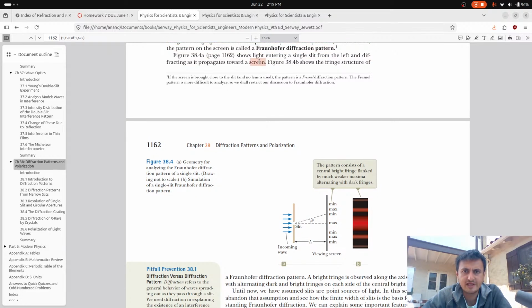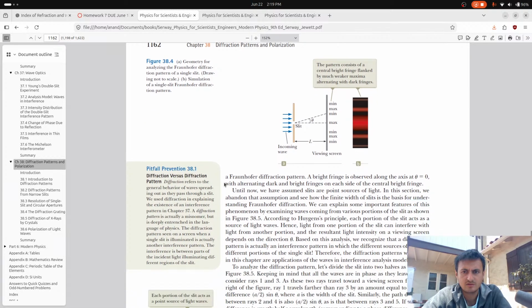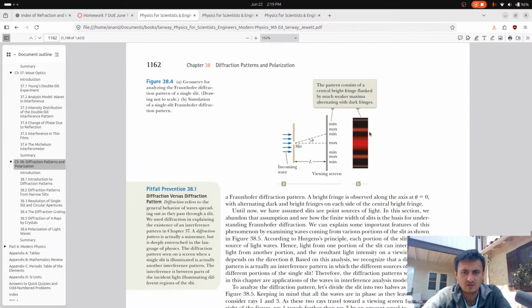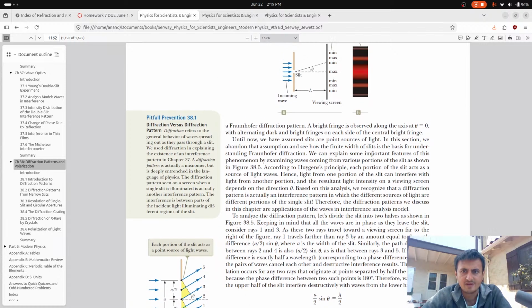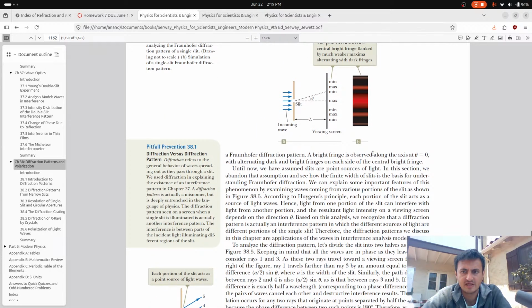The figure shows light entering a single slit from the left and diffracting as it propagates towards the screen. B shows the fringe structure of a Fraunhofer diffraction pattern. A bright fringe is observed along the axis at theta equal to 0, with alternating dark and bright fringes on each side of the central bright fringe.